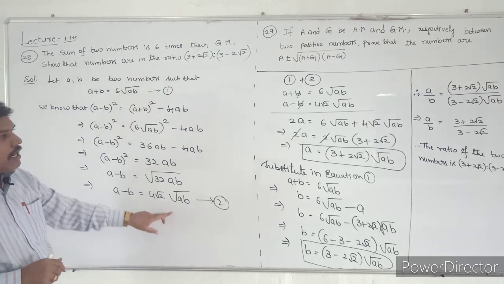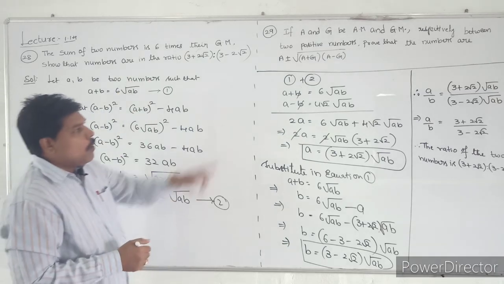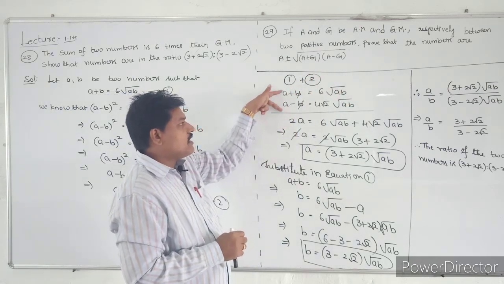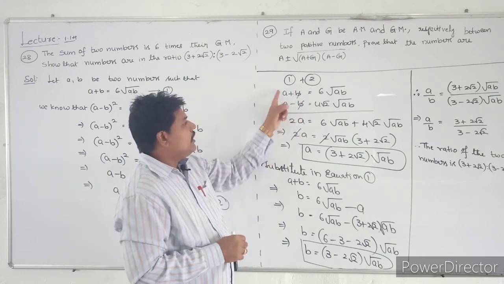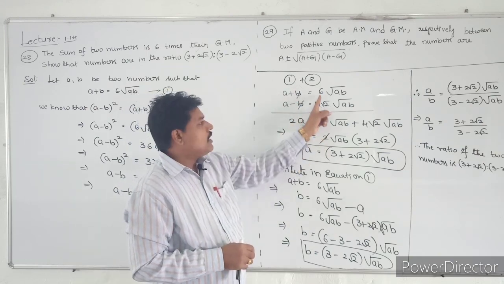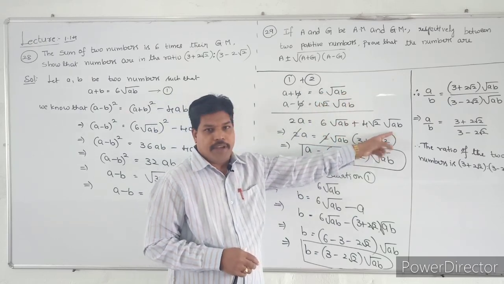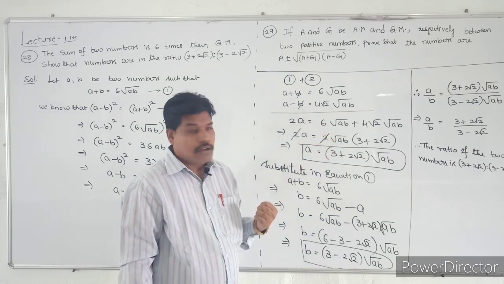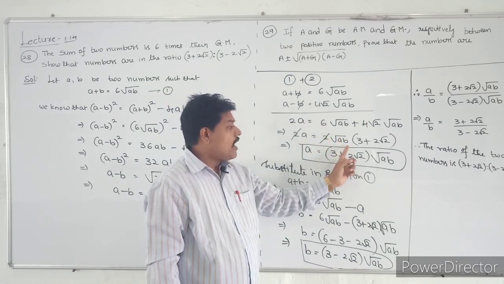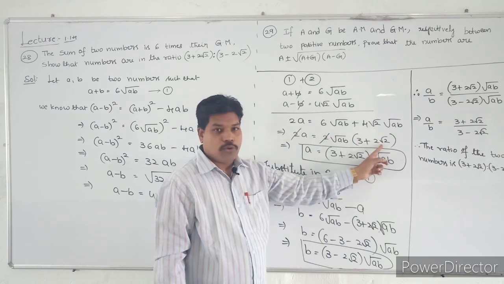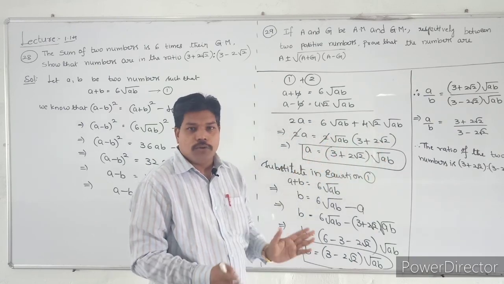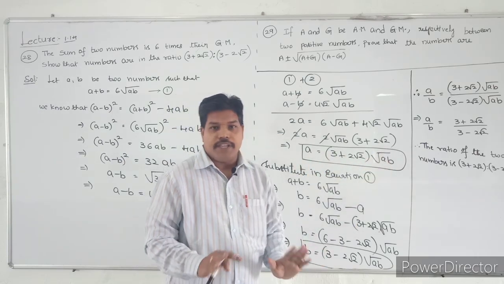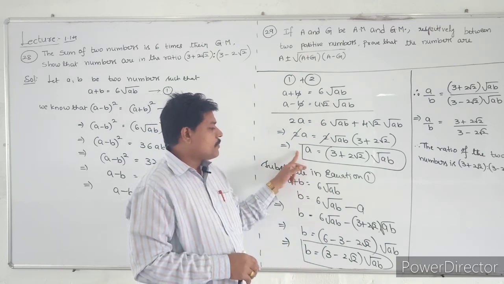Equation 1 we already know, and equation 2 also. Just take equation 1 plus equation 2. What happens? Minus b plus b will be cancelled, a plus a becomes 2a, and 6 root ab plus 4 root ab. Just take the root ab out, and also take the 2 common. So it will become 2 root ab into 3 plus 2 root 2. On both sides, if you cancel the 2, the a value will become 3 plus 2 root 2 into square root of ab. So this is the a value. Substitute in equation 1.